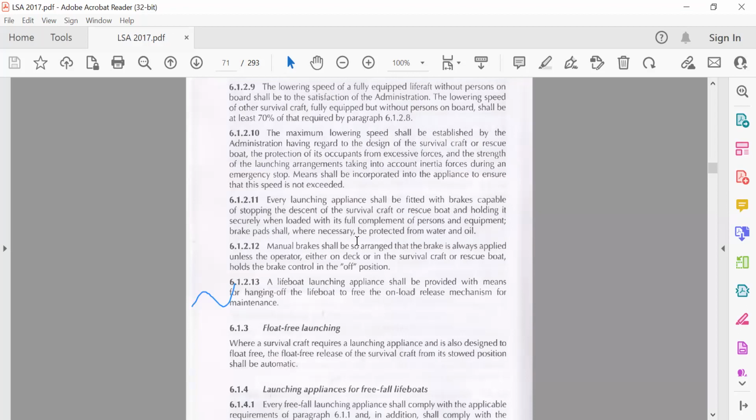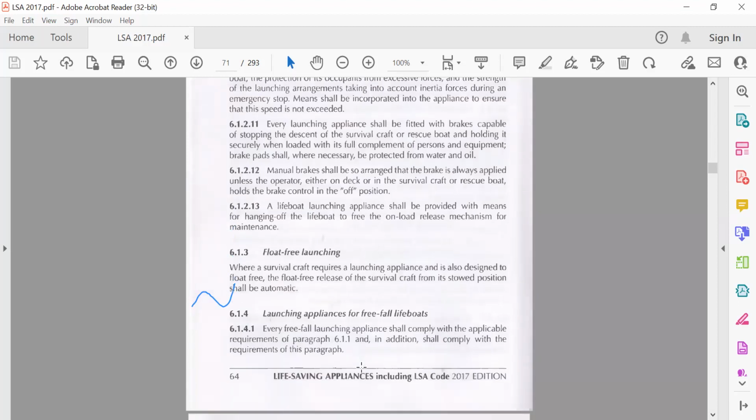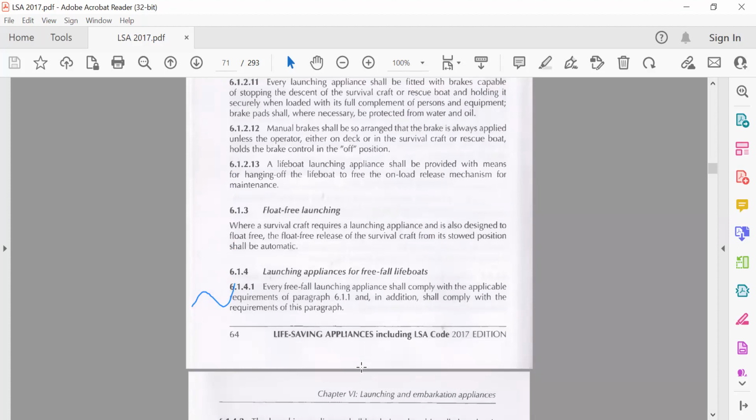Again, manual brakes shall be so arranged that the brake is always applied unless the operator, either on deck or in the survival craft or rescue boat, holds the brake control in the off position. The thing is not just free will like this that you just slip off and it just goes. No, it has brakes. It cannot just go at the speed of light. There must be brakes to go easy like that. That's the most important thing there, that everything is done safe.